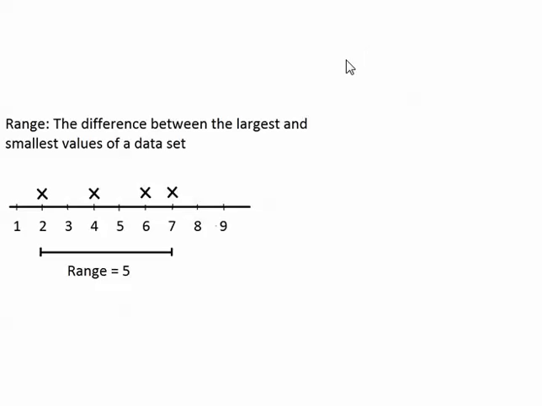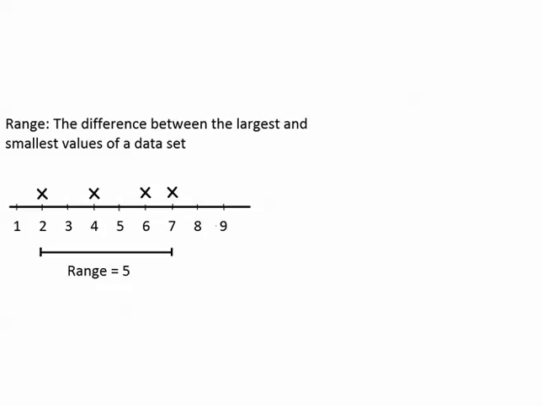The first measure of dispersion that we'll talk about is the range. The range is the simplest measure of dispersion because it's only the difference between the largest and smallest values of a data set. In this data set, the range is 5 because the largest and smallest values are 5 apart.